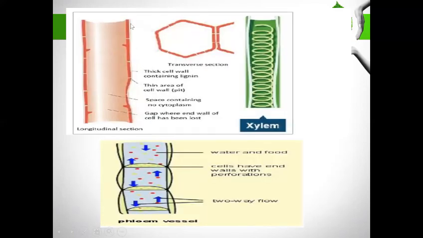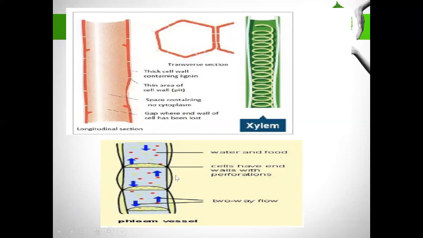See here. Here you can see the diagram of the xylem vessel. As you can see, these xylem vessels have a thick cell wall containing lignin, and the thin areas of the cell wall we call pits. The space in this special type of plant cell is empty, there is no cytoplasm. You can see a gap where the end walls of the cell have been lost. You can see this area on the screen. So these are the xylem vessels, and they are responsible for transporting water and minerals.